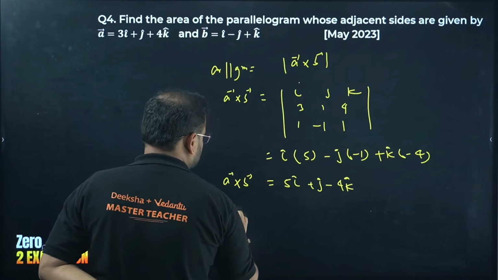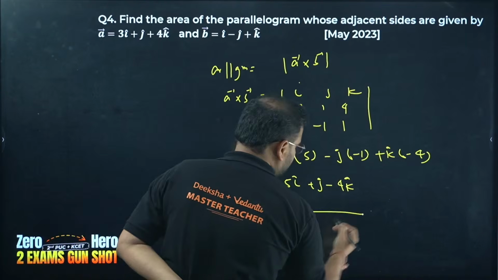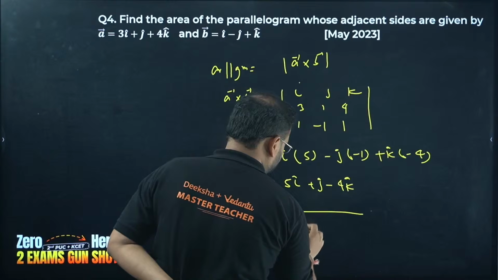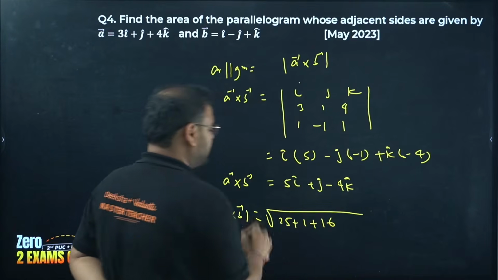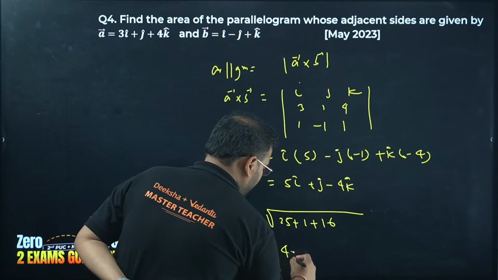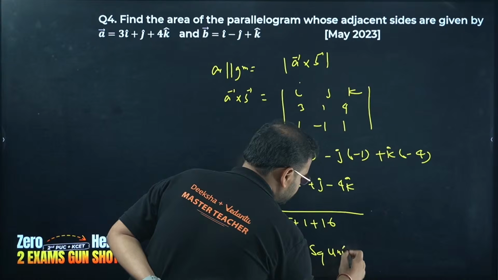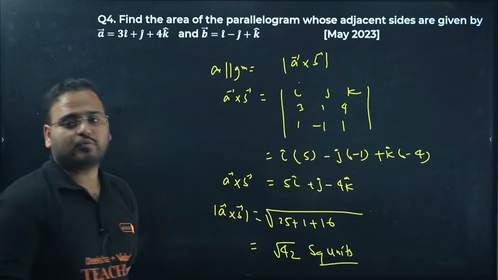I'm looking for the modulus. So A cross B mod will be what? Equal to root of 25 plus 1 plus 16. So 25 plus 1 is 26, plus 16 is 42. So root 42 square units, because it is the area, right? So root 42 square units.